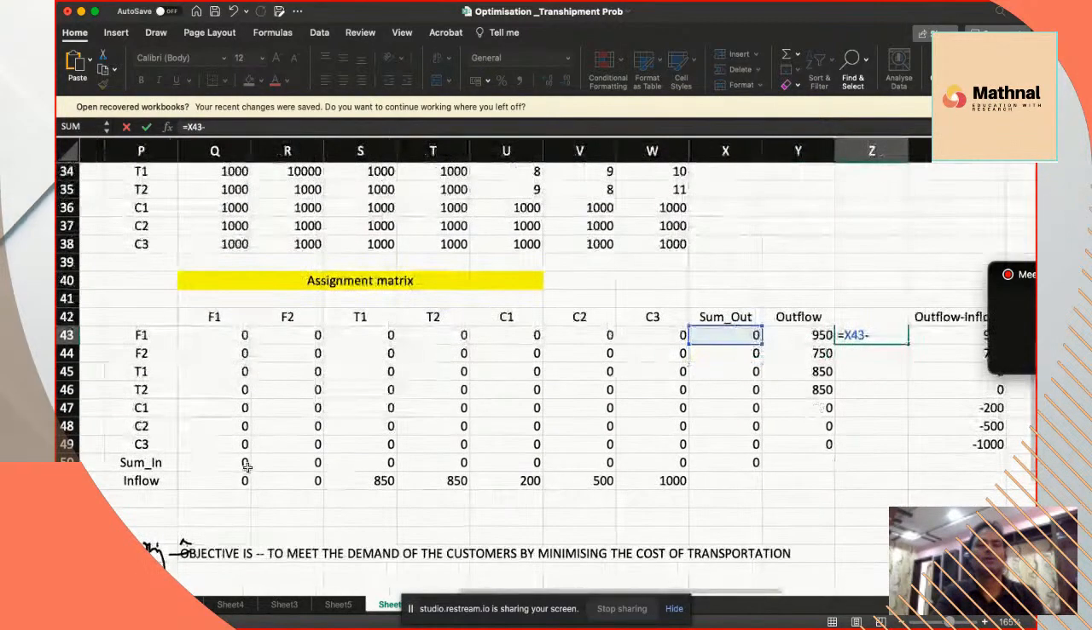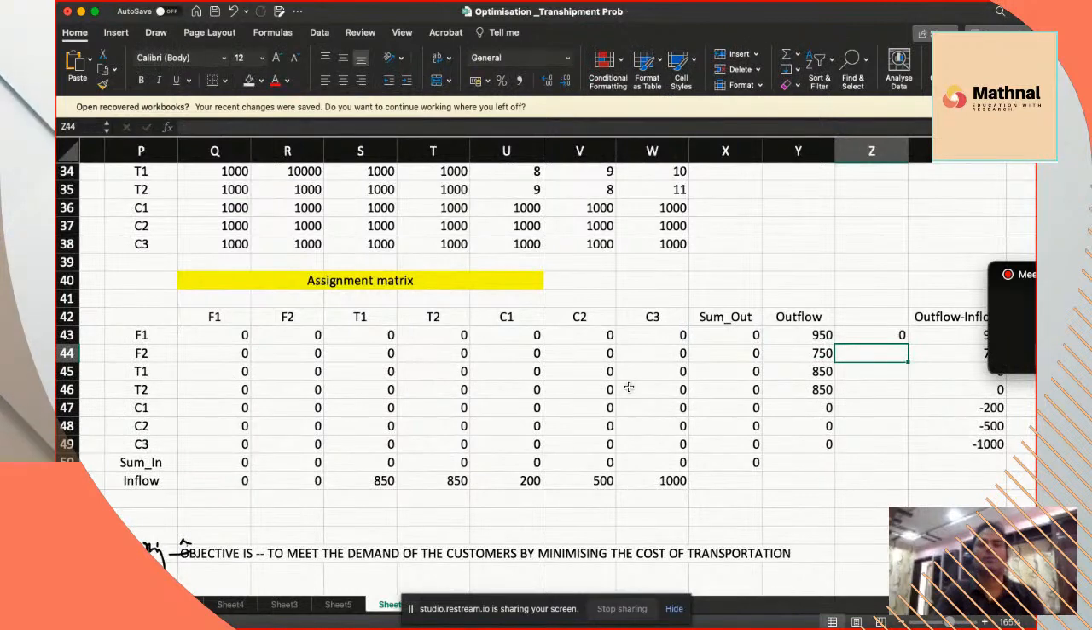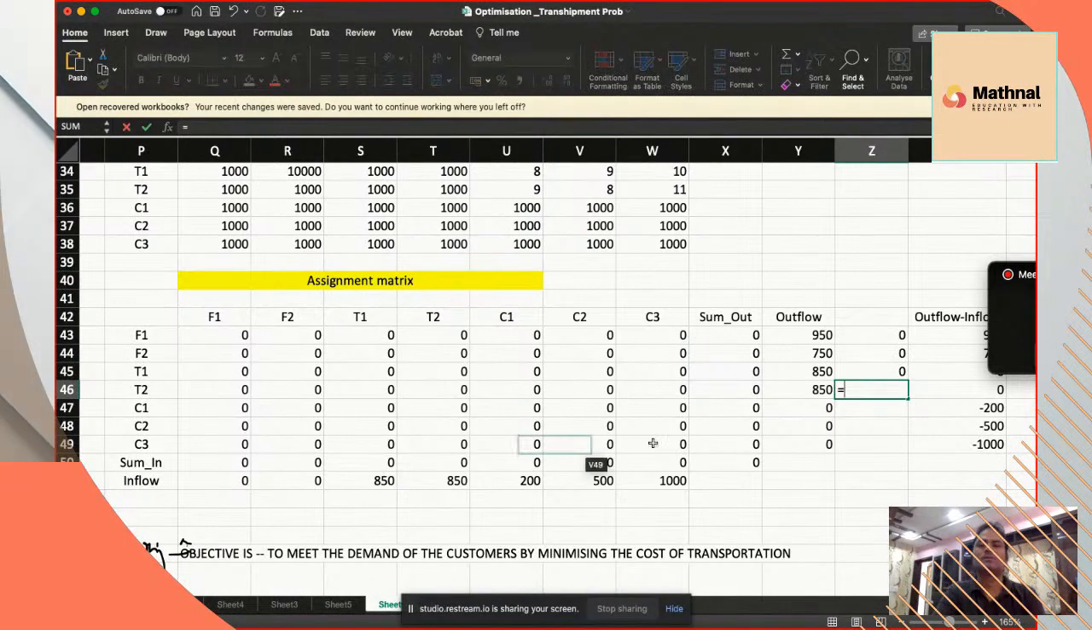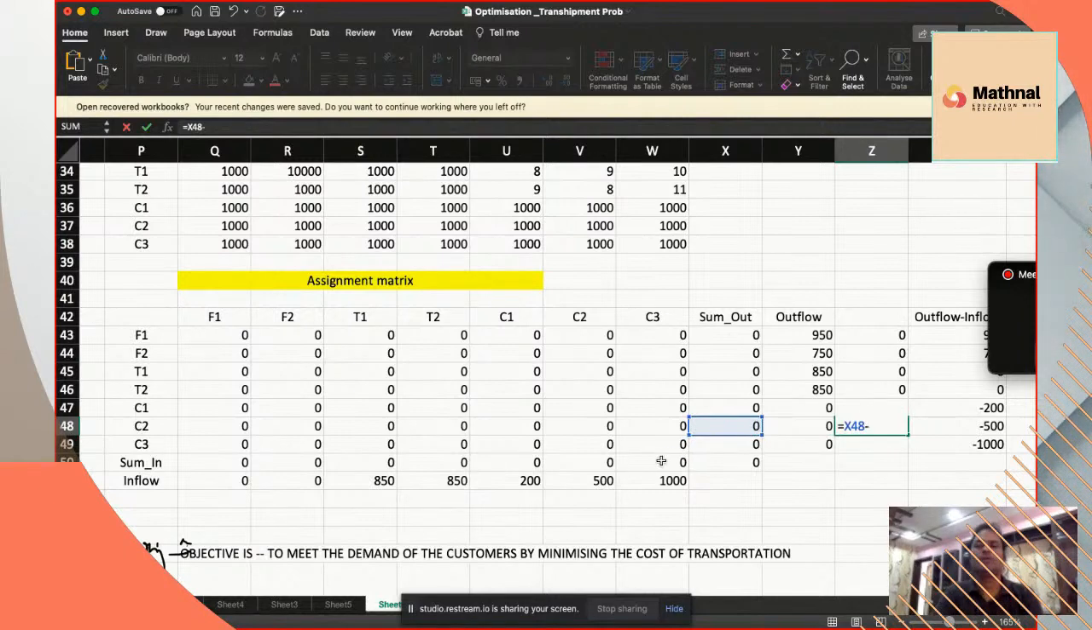Out minus in. This is out minus in, out minus in, out minus in, out minus in, out minus 1, 2, 3, 4, 5. The last one is out minus in.